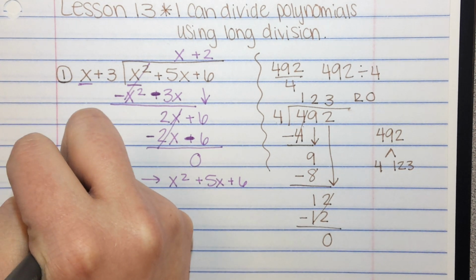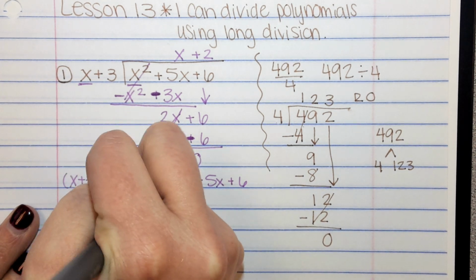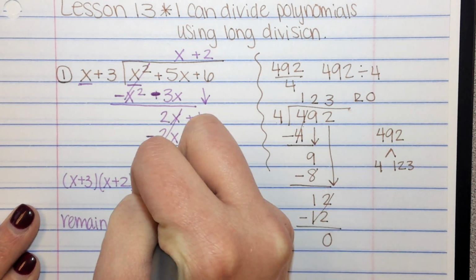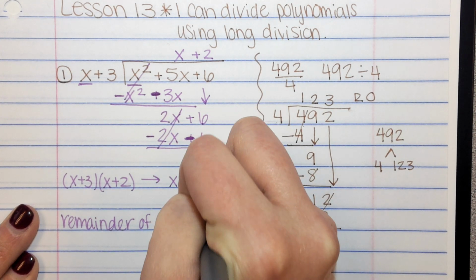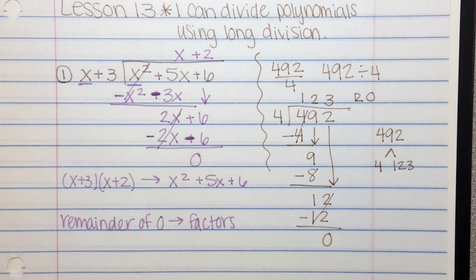So we'll make a little note. If you have a remainder of 0, then you have factors. Okay, that means they go into the larger quantity evenly.